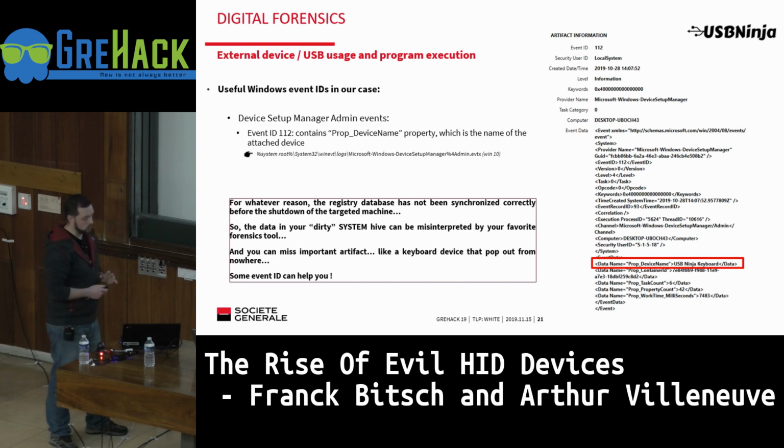For the USBNinja, for whatever reason, on our test computers that were targeted, the registry database had not been synchronized correctly when we shut down the computer. So when we analyzed the timeline, we didn't see a suspicious keyboard-like USB device pop up. The only source of interesting events was event ID 112. And you can see the data, the name in the property, and you can see the really suspicious devices.